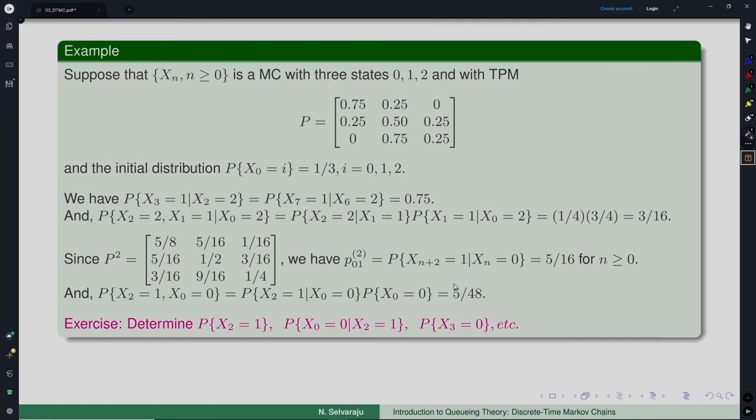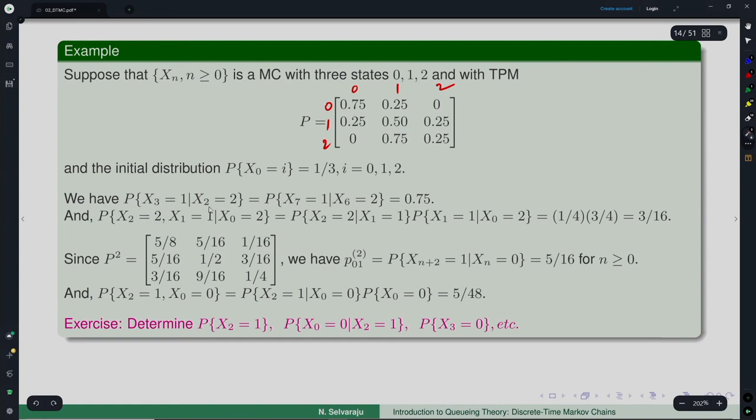So, suppose X_n is a Markov chain with 3 states 0, 1, 2. So, basically what we have is 0, 1, 2 as the states, and this as the transition probability matrix, and this is the initial distribution, which is 1 by 3, which means initially it can be found in any one of these 3 states with equal probability. Now, once this is there, we can compute different things.